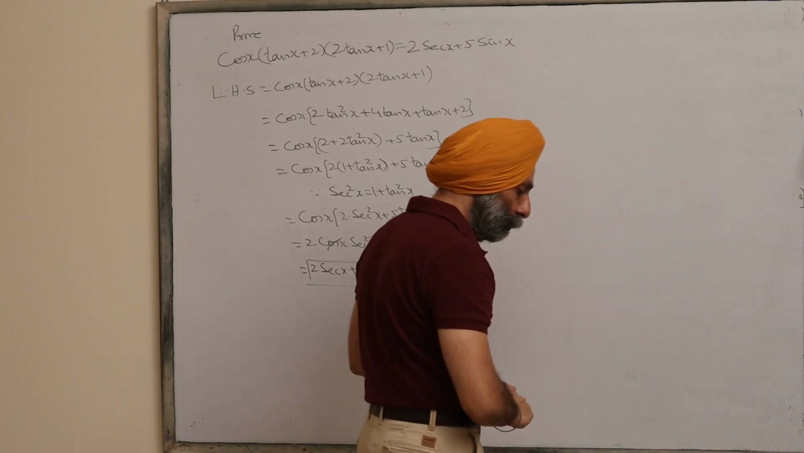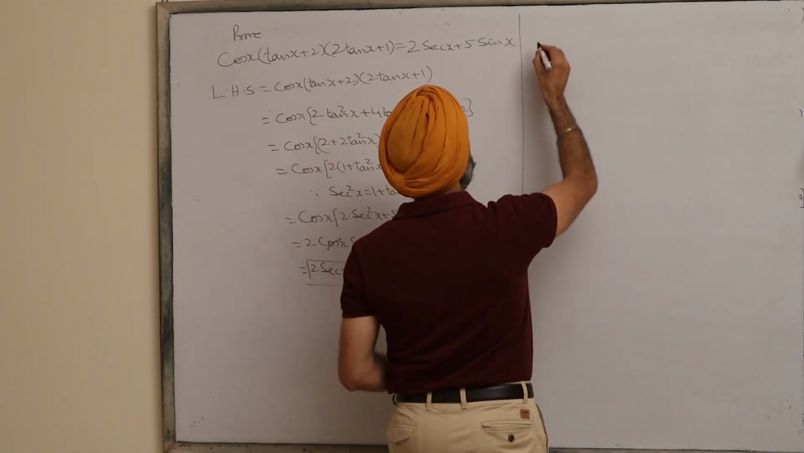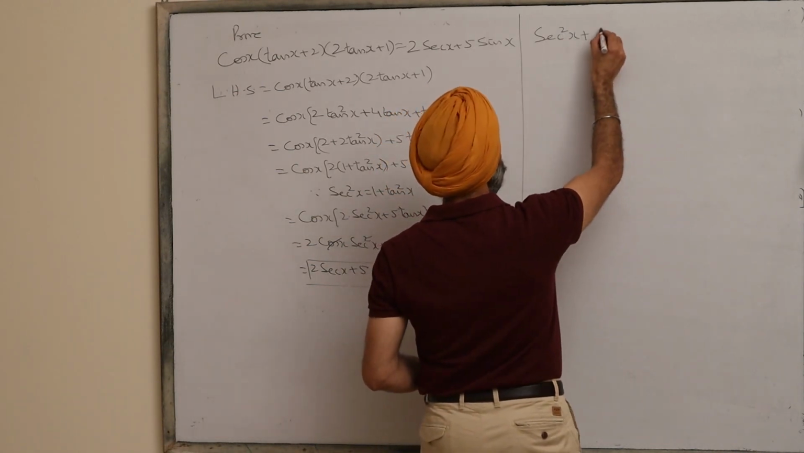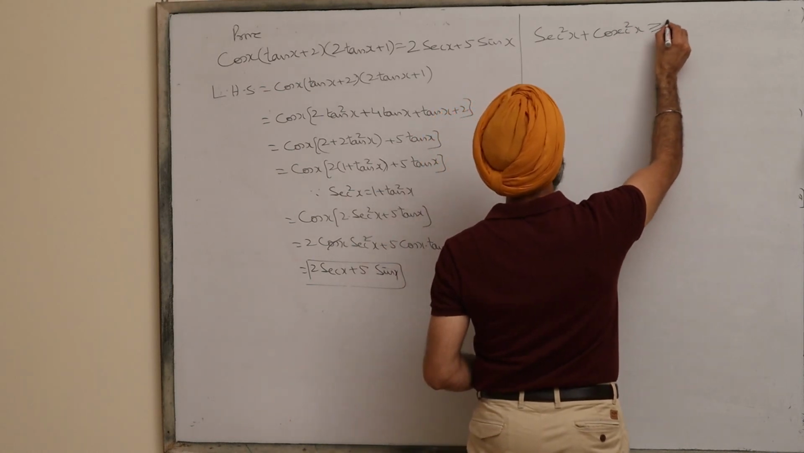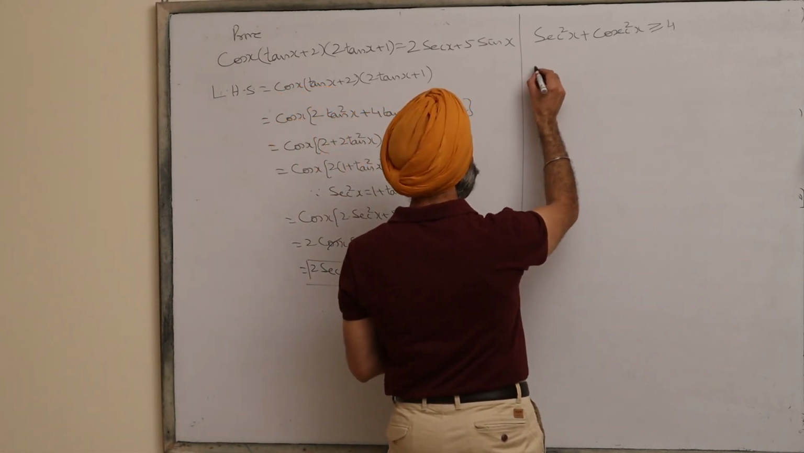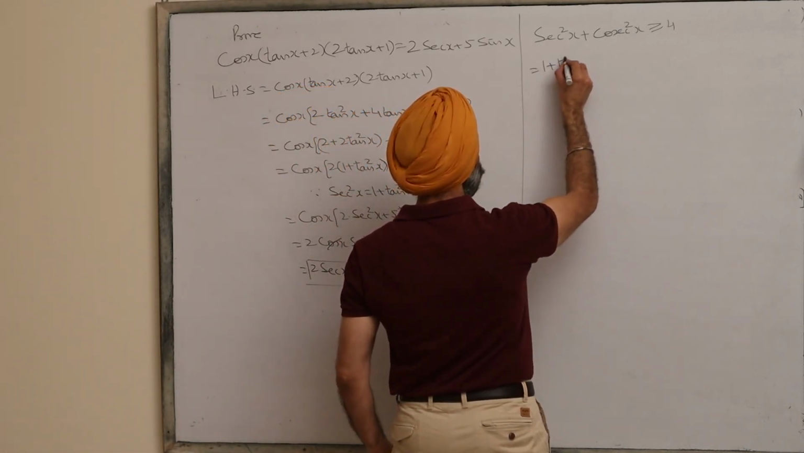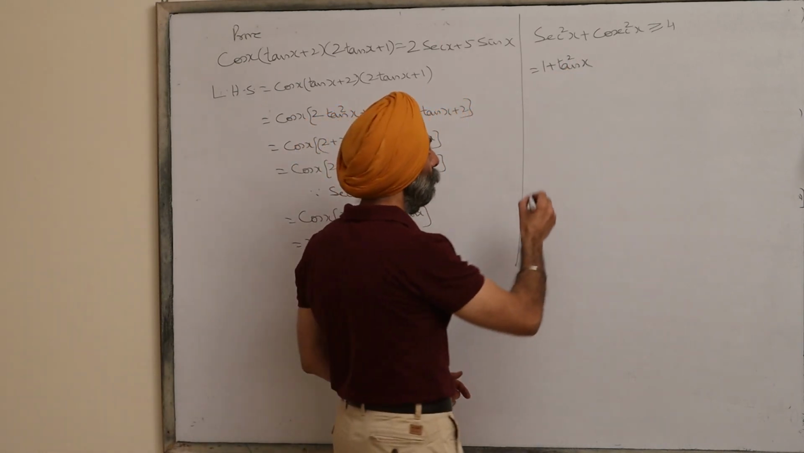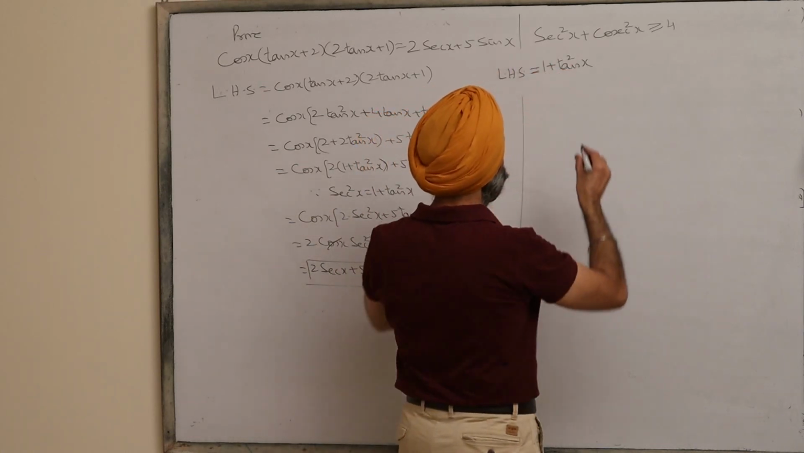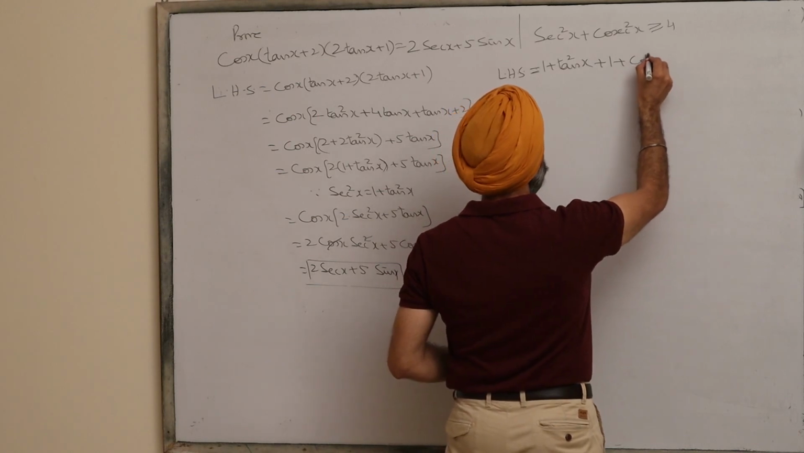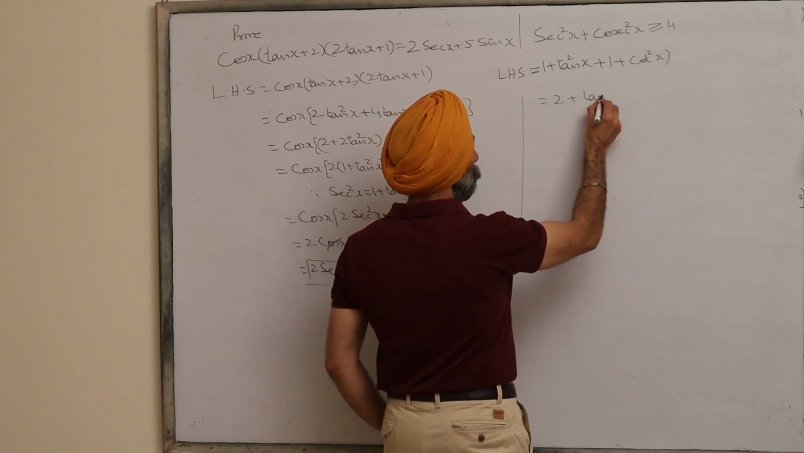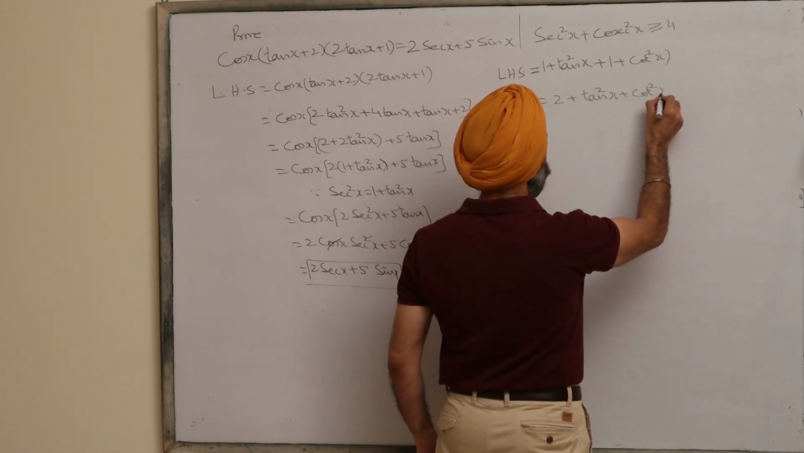Now next is, we have to prove that secant square x plus cosecant square x is greater than or equal to 4. Now can we write down secant square x as 1 plus tan square x? This is your left hand side. Now left hand side is secant square x is 1 plus tan square x and cosecant square x is 1 plus cot square x. So this is equal to 2 plus tan square x plus cot square x.